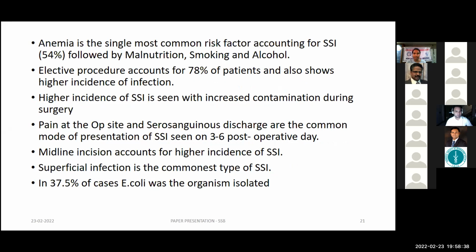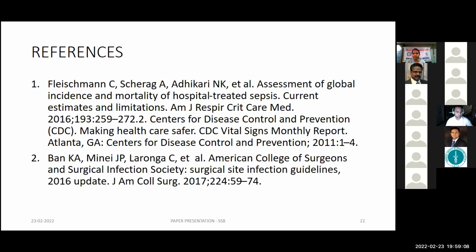Elective procedures in my study were 78% of the patients and showed higher incidence of infection. Higher incidence of SSI is seen with increased contamination of the surgery. Pain at the post-operative site and serosanguinous and purulent discharge are the most common modes of presentation, on post-operative day 3 to 6. Midline incision accounts for higher incidence, and superficial infection is the commonest type of SSI. E. coli was the maximum isolated organism.